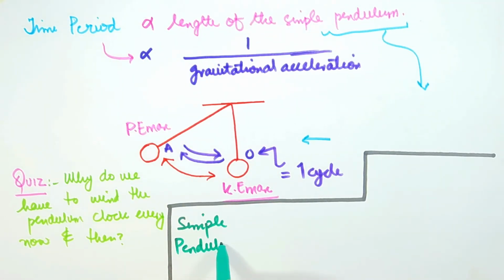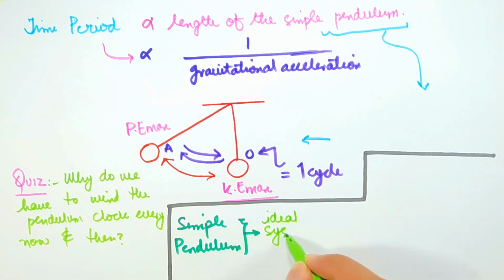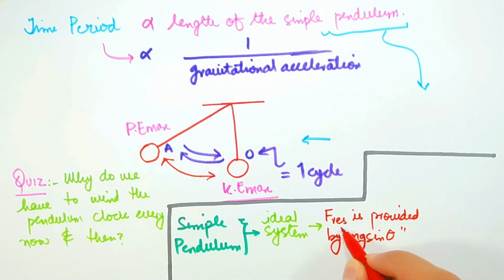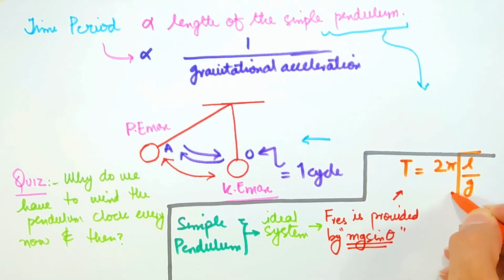Simple pendulum is called so because it's an ideal system with a massless string and a point mass oscillating in periodic motion about its mean position, where the restoring force is provided by the component of weight mg sin theta, with the time period of one cycle T equal to 2 pi under root L by g.